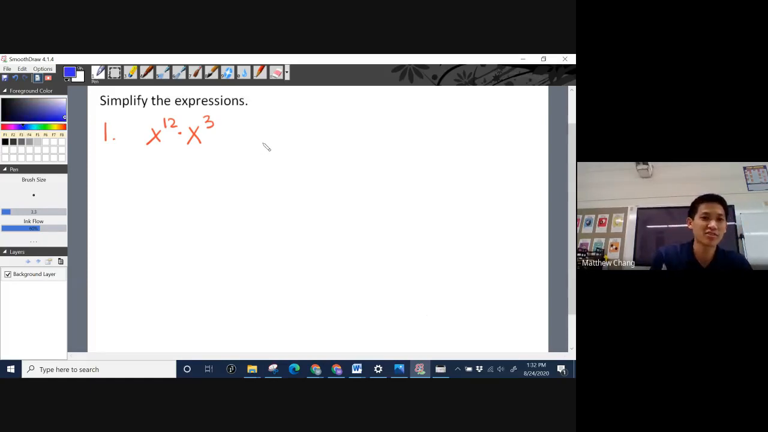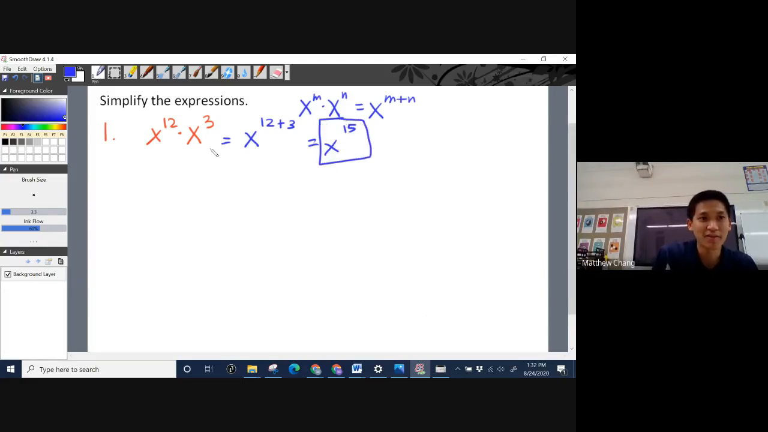All right. So let's say we want to simplify the following expression: x raised to the 12th power times x cubed. If you guys saw in the video, there's a rule that says if you have the same bases, which would be x in this case, you can add the exponents together. So this would be x raised to the m plus n. In other words, this is the same thing as x raised to the 12 plus 3. So that's just x raised to the 15th power. And that is how that would be simplified.